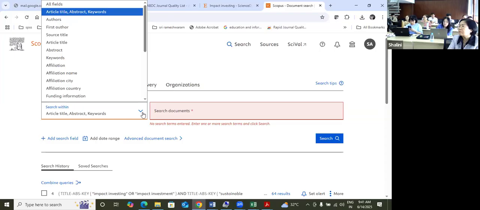A significant amount, I agree. So you are talking about MDPI journals. Yes, their journals are open access. If we talk about other publication houses, they have both options available, that you can either go for open access or not open access. But MDPI is already open access, so it depends on you.